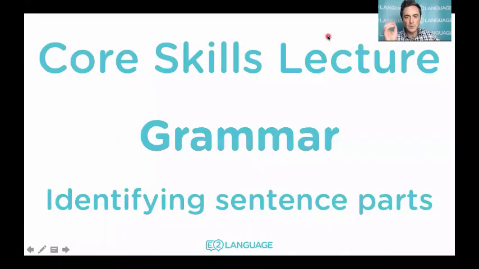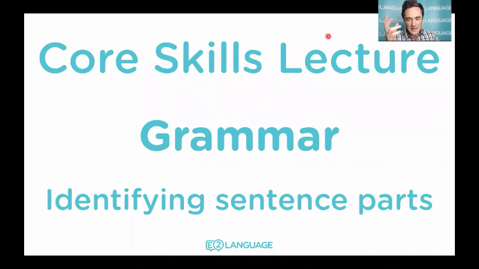Excellent. Welcome to the grammar lecture. This one is on identifying sentence parts. Why is this important? This is incredibly important for your writing, especially, but also important for your reading, whether it be IELTS, PTE, TOEFL, or OET. And also just having the ability to identify sentence parts will empower you to improve your own language learning, because you'll be able to look at a sentence and know exactly what the parts are.